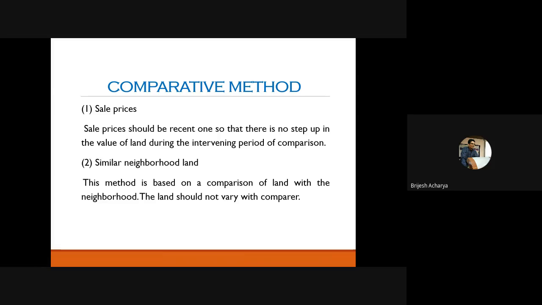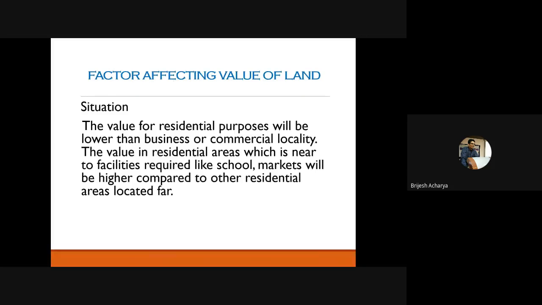So 2 methods are there in the comparative method. Number 1, sale price of the same property of the same area, and number 2, sale price of property of a similar neighborhood, and then you can find out the valuation of the land which is under consideration. Okay, then what are the factors which affect the value of land? Number 1, situation. The value for residential purposes will be lower than for a business or commercial locality. The value in a residential area near facilities like schools and markets will be higher compared to other residential areas located far away.